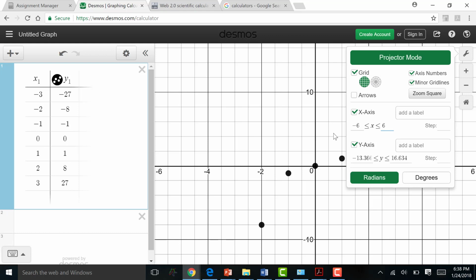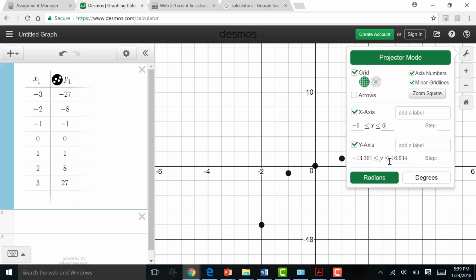Now here's the other question. For the y-axis, what should I change? Here are my y-axis values down here. I've got it set for -13 to +16. What's my smallest y value on the table? And what's my biggest y value on the table?